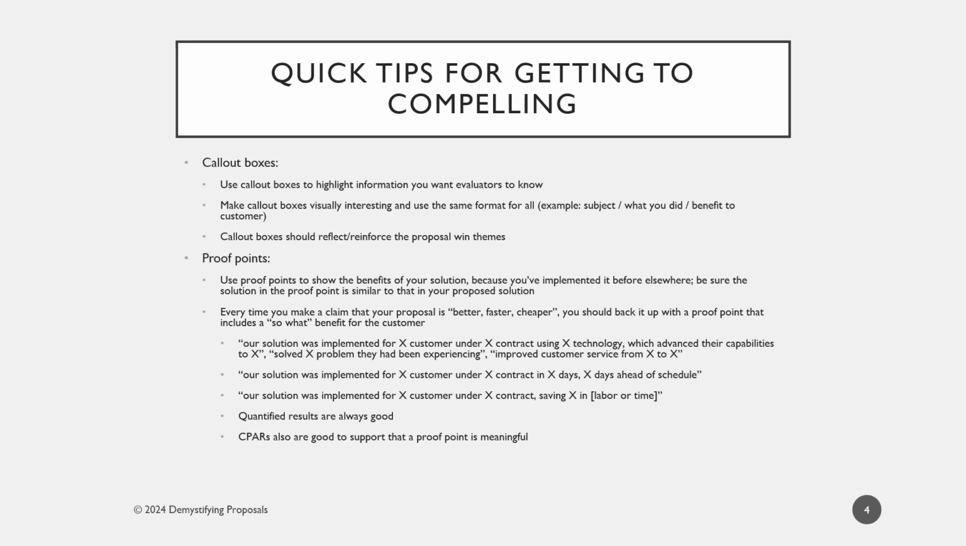Our solution was implemented for X customer under X contract using X technology, which advanced their capabilities to X, or solved X problem they had been experiencing, or improved customer service from X to X. Here are some other examples, such as our solution was implemented for X customer under X contract in X days, which was X days ahead of schedule. Or our solution was implemented for X customer under X contract, saving X dollars in labor or time. Quantified results are always good, and CPARs are also good to support that a proof point is meaningful.